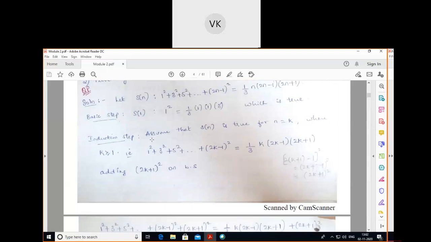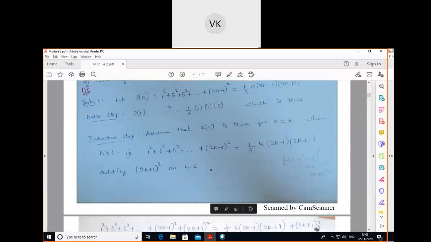Here you see in the second step, assume that S of n is true for n equal to k. We are assuming that S of n is true for n equal to k. Now the given expression is replaced like this: 1 square plus 3 square plus 5 square and so on, (2k minus 1) whole raised to 2, and 1 by 3 k into (2k minus 1) into (2k plus 1). I am just going to replace n by k in this expression, nothing else.